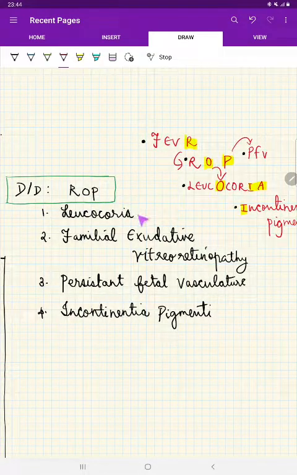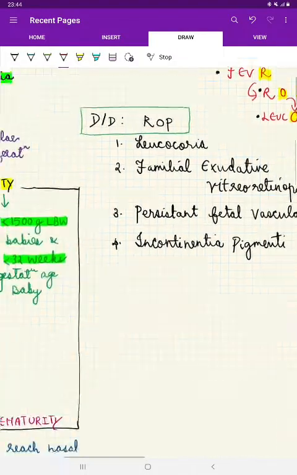But the majority of the time, the baby is going to present with leukocoria. The differential diagnosis of leukocoria we have discussed in the previous video on retinoblastoma. If you have not watched that video, I've given the video link in the description. Please check it out.